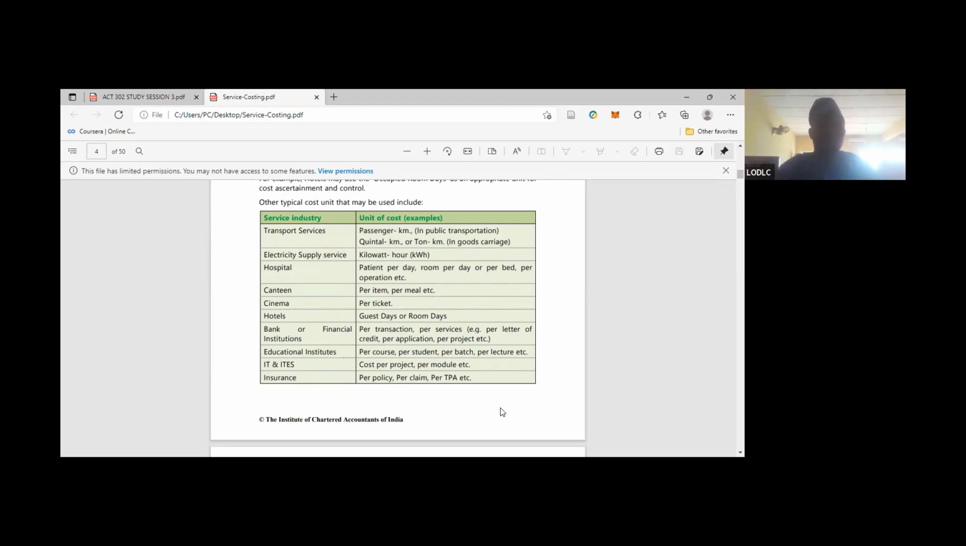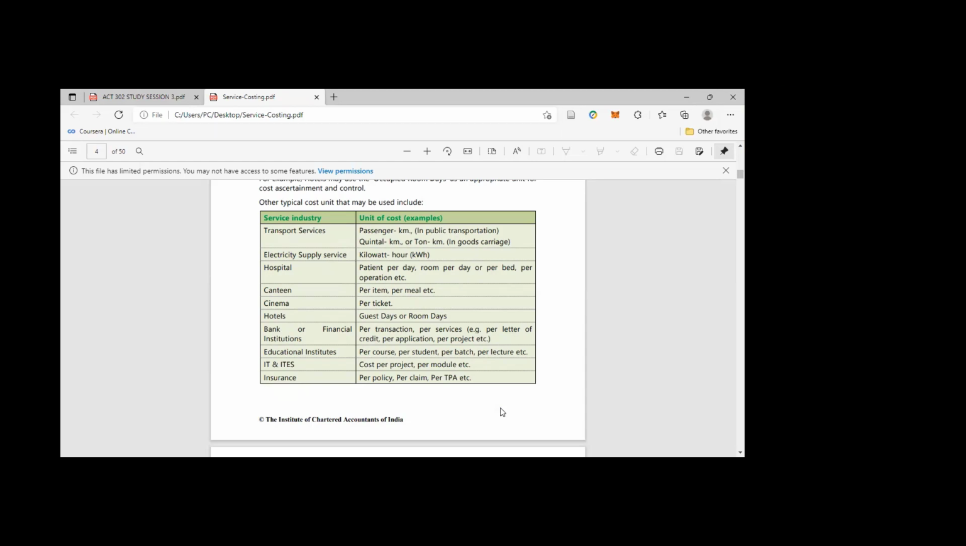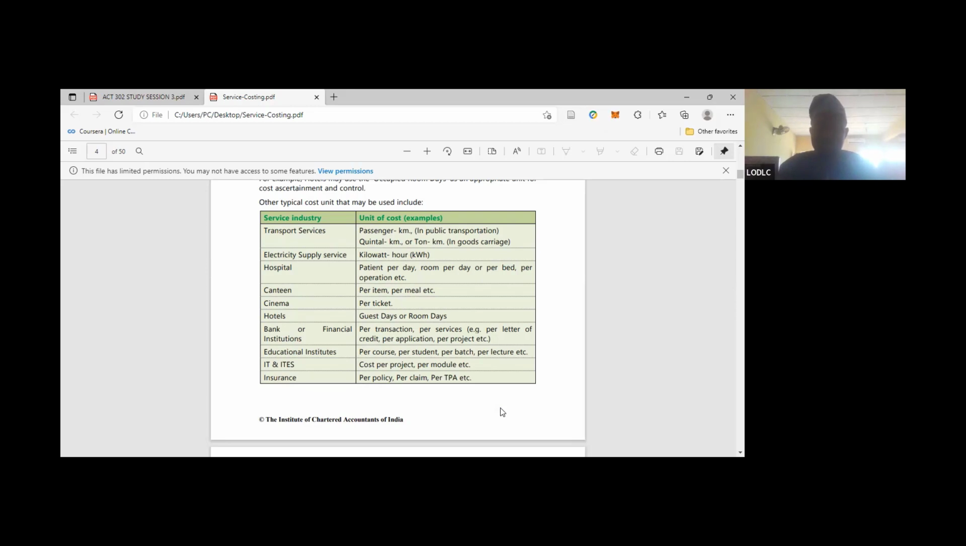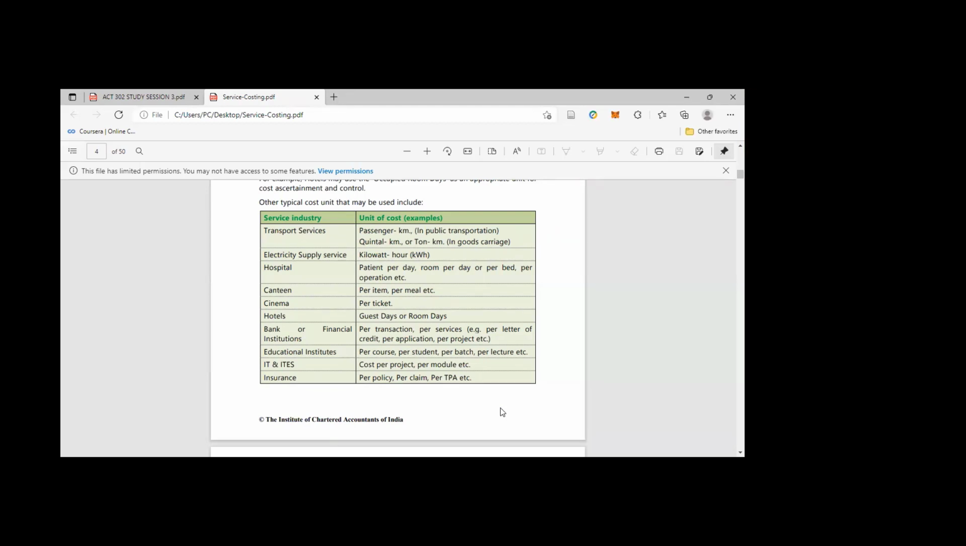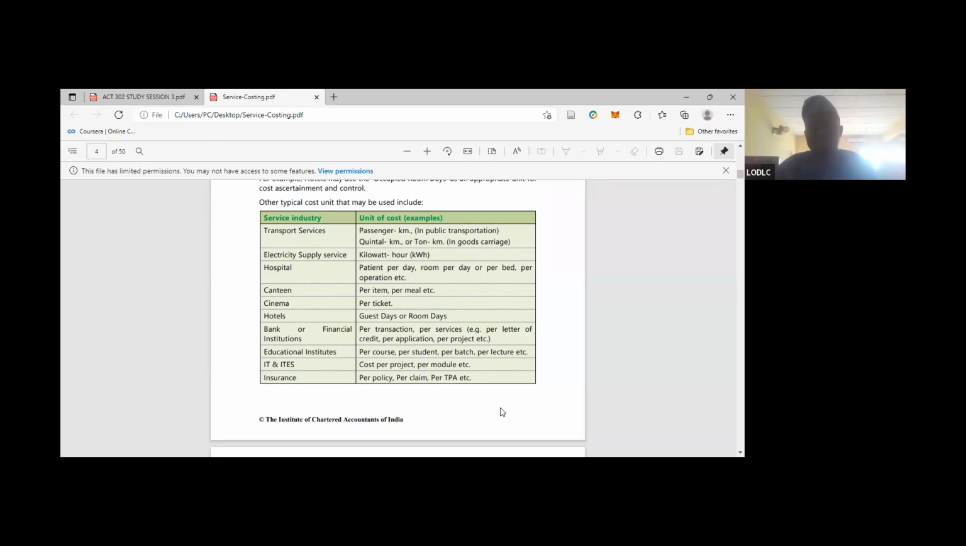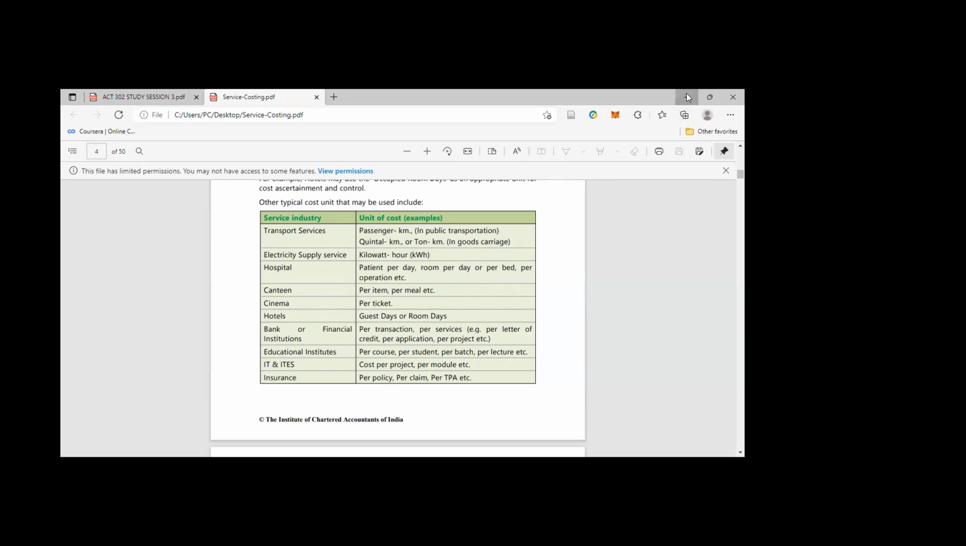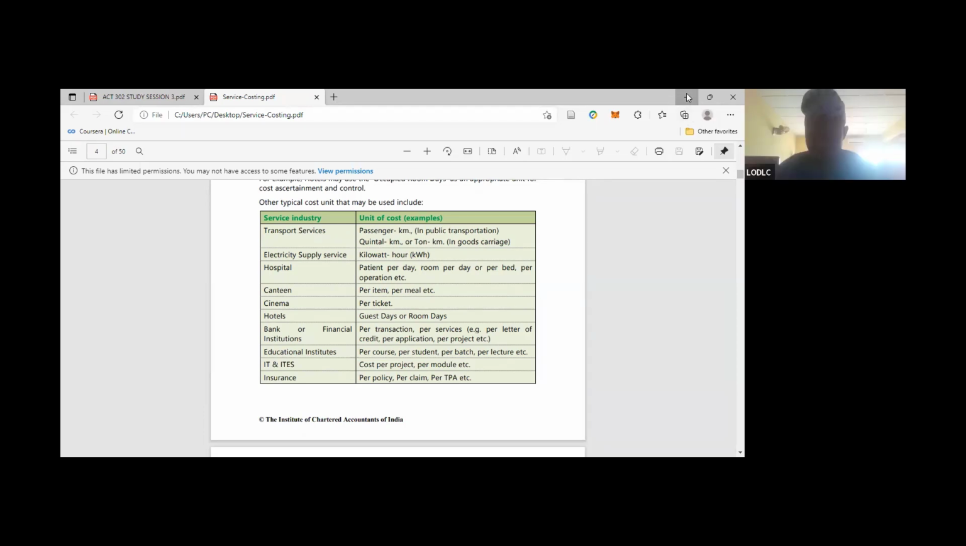Let me use another example. Look at the cinema. When you go to the cinema, you get tickets. We're talking about per ticket. That's the unit of cost associated with that particular service industry. Let's come closer to the banking industry. We'll be talking about per transaction, per service. Do you understand? So those are the units of cost associated with the service industry.